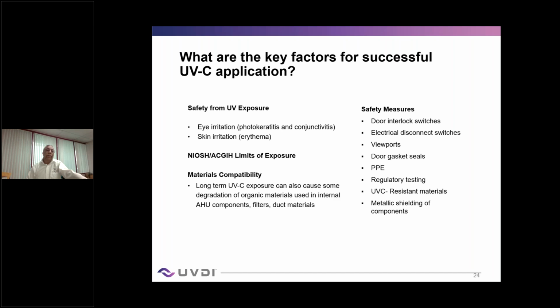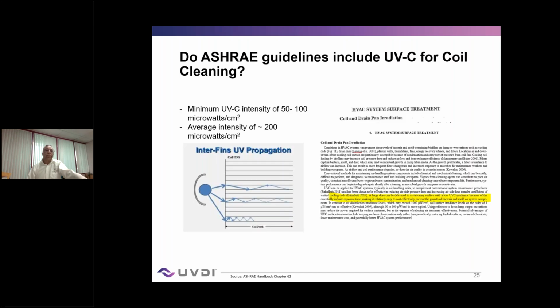The other thing we get asked about is material compatibility. There are so many things inside the air handling unit next to the coil. You have gaskets, you have wiring and all these materials. Sometimes you have a filter downstream or upstream of the coil next to the light. What is the compatibility of those materials to UV? So you need to ask a manufacturer for that kind of information.